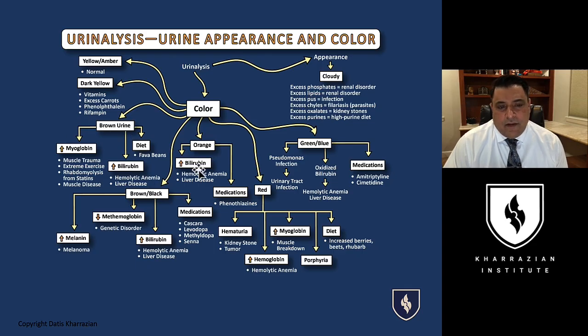Orange urine, it can also be elevated bilirubin. So bilirubin can make the urine brown or orange.